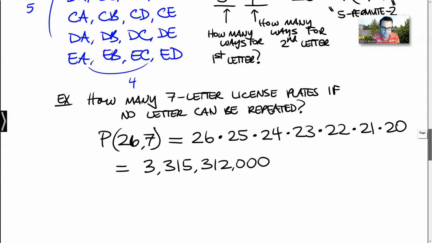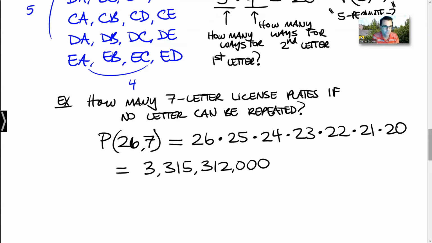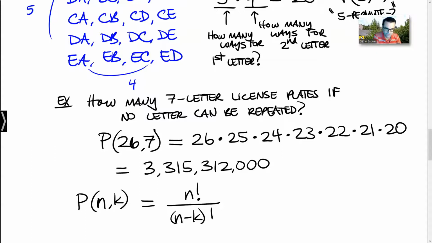Now, if I wanted to write a formula for this P with number, let's say that I'm selecting k objects out of n. So I want a formula for P(n, k), which would be n permute k. So this is going to be the number of ways of selecting k objects out of n. The formula for this turns out to be n factorial over (n minus k) factorial. Now you have to know what factorial means.